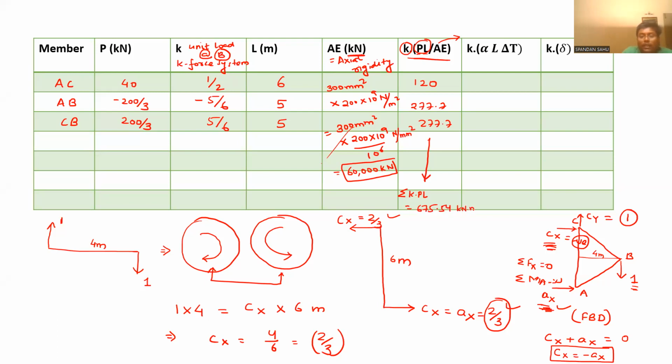kilonewton meter. Now, as we know, delta is equal to summation of K into PL by AE. So do it: 675.54 kilonewton meter by AE is 60,000 kilonewton. So from here we are getting 0.0113 meter. So when we convert it, it's coming out to be 11.3 mm.